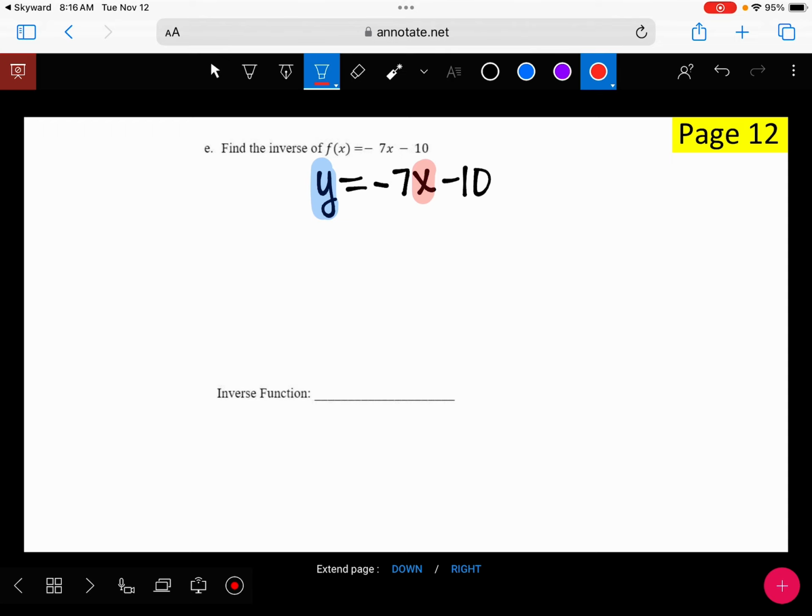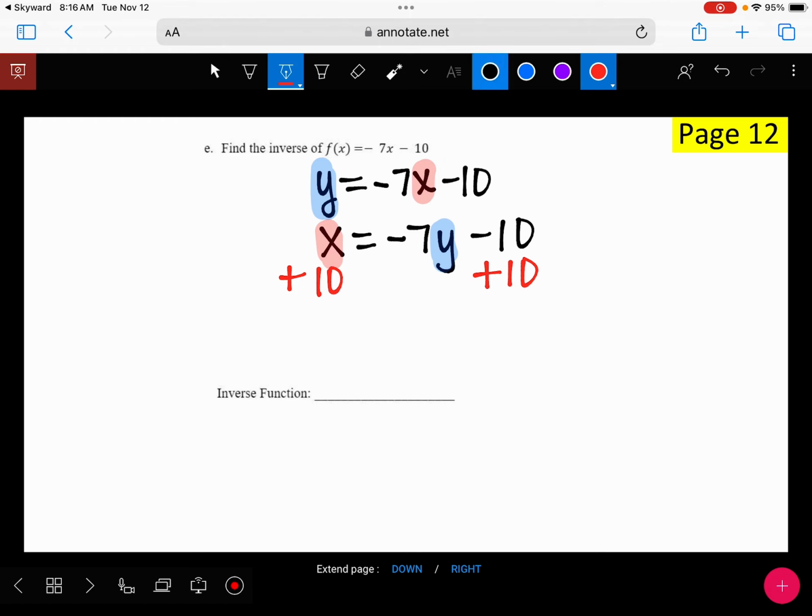So instead of y equals negative 7x minus 10, you're going to write x equals negative 7y minus 10. See how we switched? I switched where my x and my y were. They switched places. So now we need to solve for this, which means we have to get rid of these two numbers. And we're going to do that by doing the opposite. The opposite of subtracting 10 would be to add 10. So let's go ahead and add 10 to both sides.